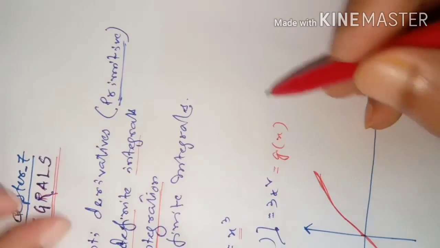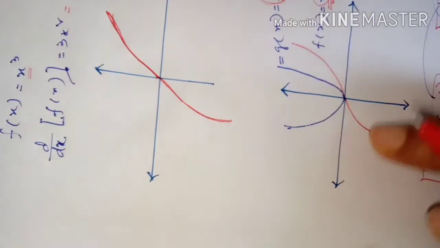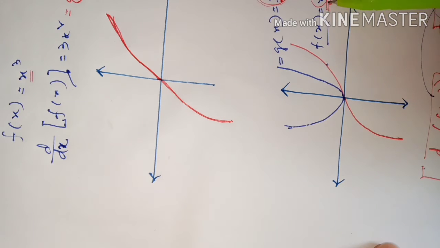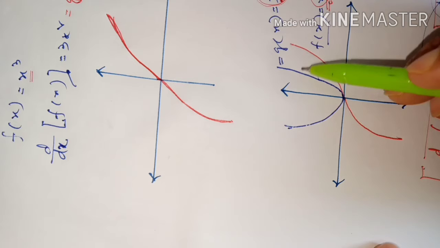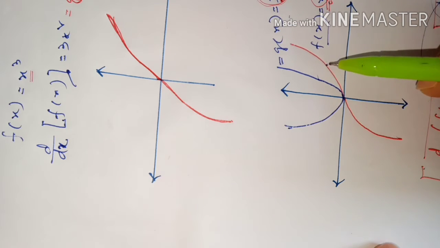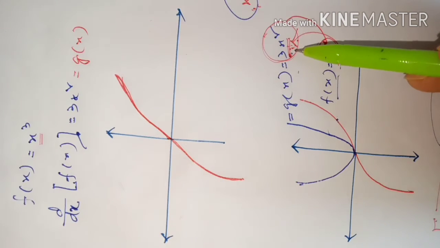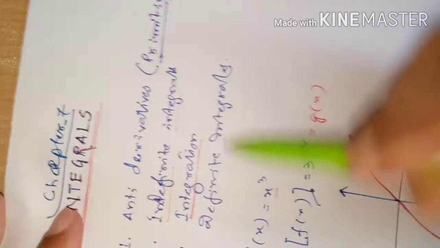Here you see, dear students, one list I am giving you to try to understand. Here also in the graph you see, this is the graph of x cubed, and this is the graph of 3x squared. That means if we know 3x squared, we don't know this function whose derivative is 3x squared. But if we can find it out by some method, that method will be called integration.